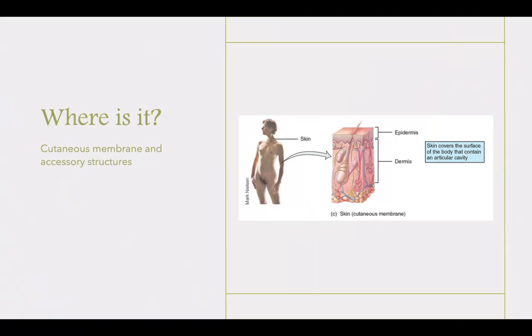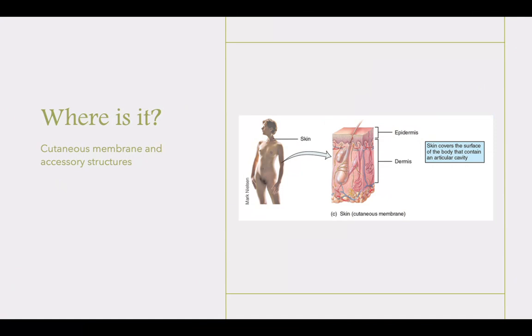Now, cutaneous membrane is another term for skin, and skin is one of the main locations of the integumentary system. The integumentary system can also be seen in oil and sweat glands, the sensory receptors found in the skin, and also hair and nails, right? So, again, cutaneous membrane, another term for skin.